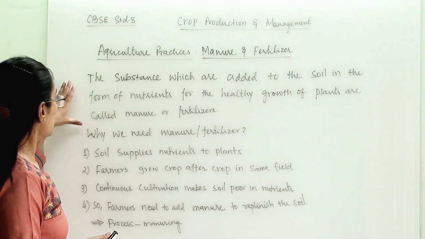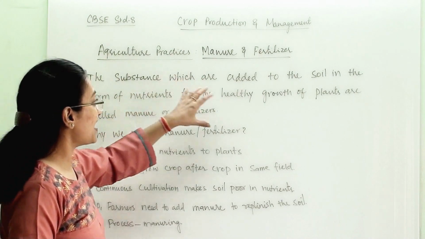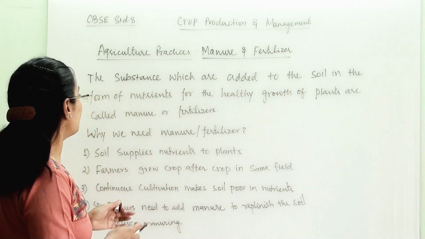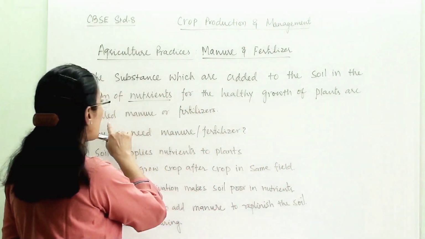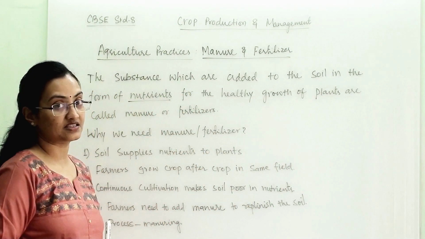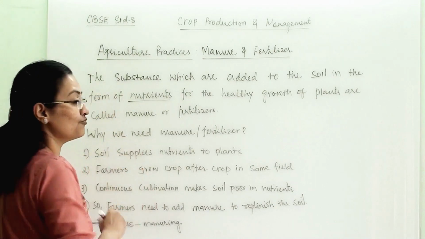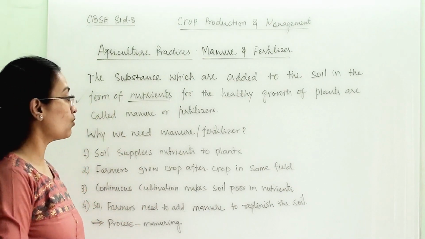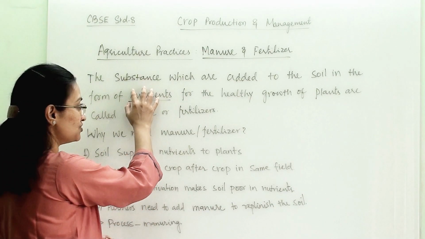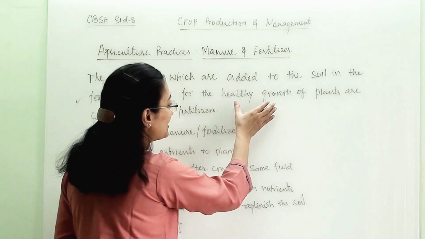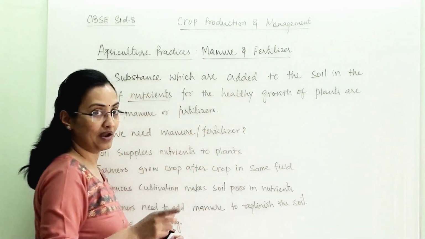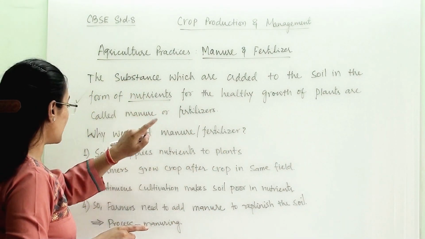Now in this, the substances which are added to the soil in the form of nutrients for the healthy growth of plants are called manure or fertilizer. So this will be the definition of manure and fertilizer. What are these substances? These are the nutrients. Why are we adding them into the soil? We are adding them for the healthy growth of the plant. So they are manure and fertilizer.